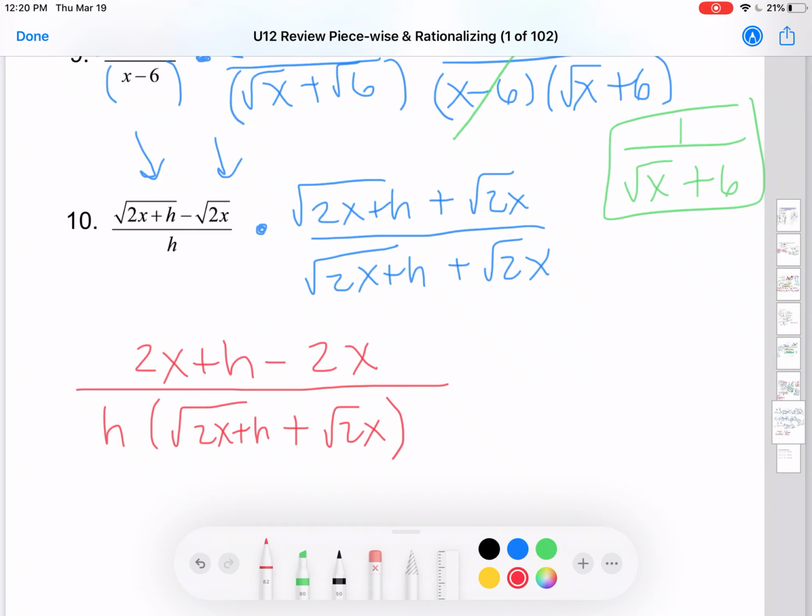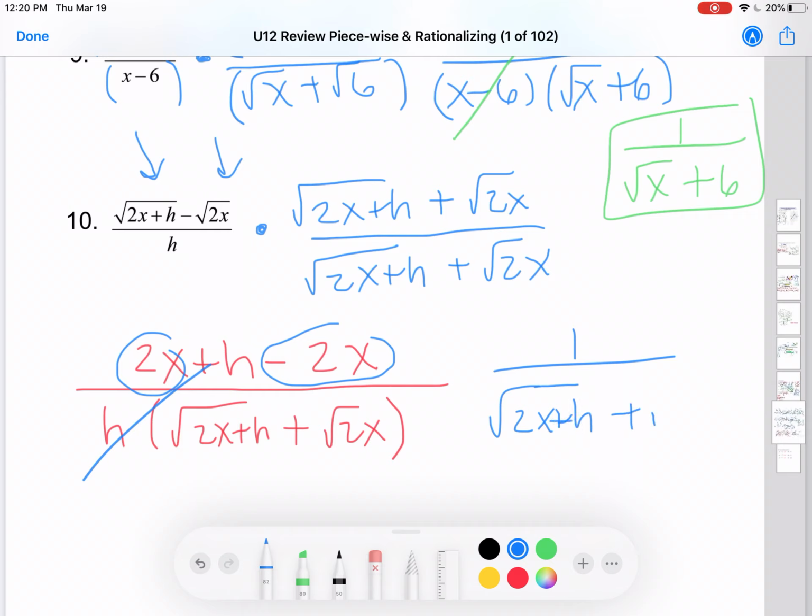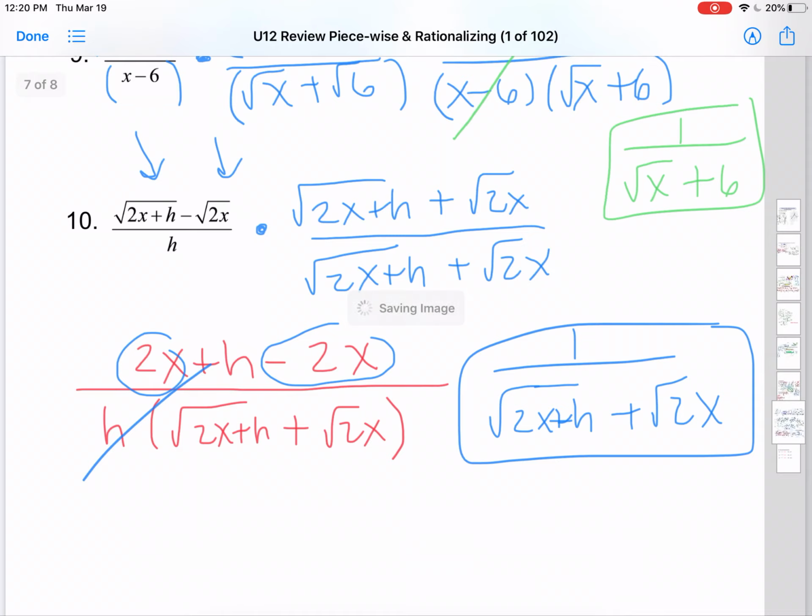If we simplify the top, we see that these guys wipe out. And then we also see that the h's cancel. So I'm left with 1 over rad 2x plus h plus rad 2x. Rationalizing the numerator, okay? And this will be something that we're going to use in our limits unit. It'll just be a tool to transform it into something equivalent.